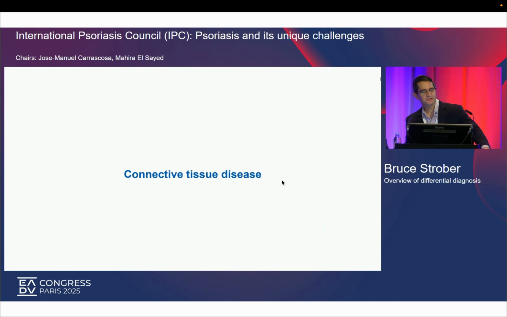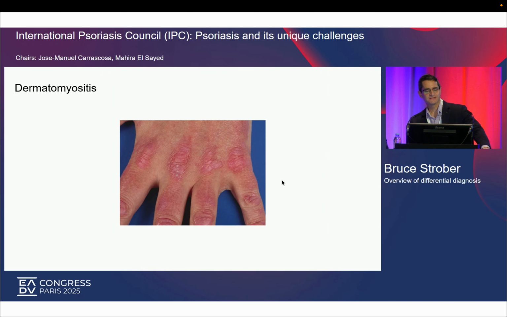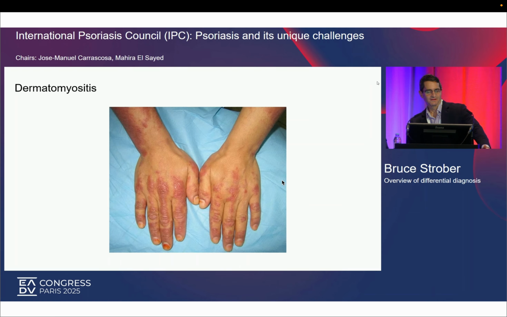You have connective tissue diseases that look like psoriasis. I always think dermatomyositis, which has its unique flavor. The redness, the patches and plaques are unique, less scale, their distribution. These are the Gottron's papules seen in dermatomyositis. More along those lines here. There's a different flavor to these red patches and plaques that make you think it's not psoriasis.